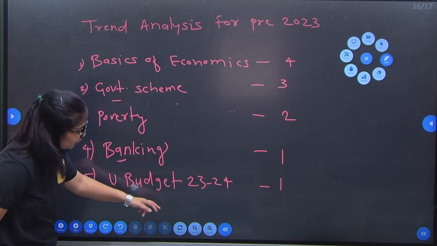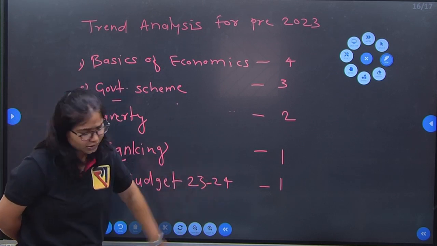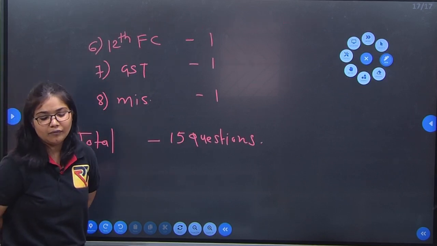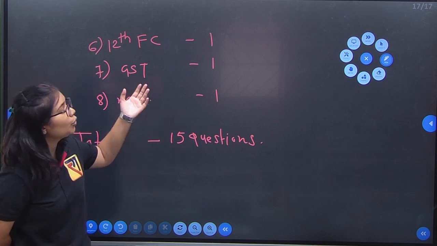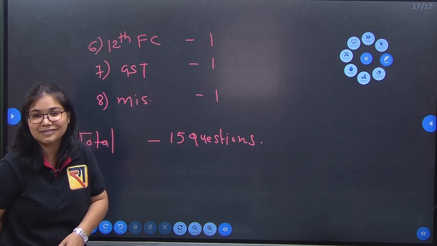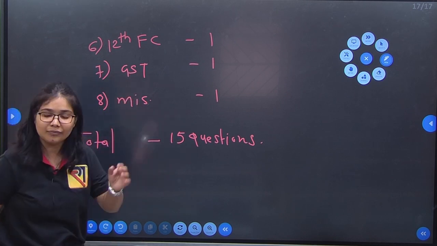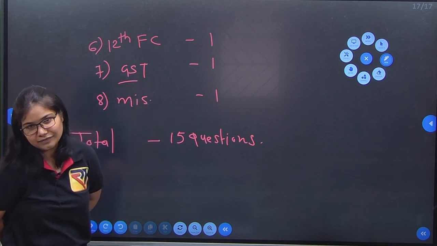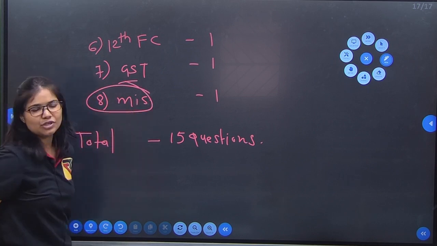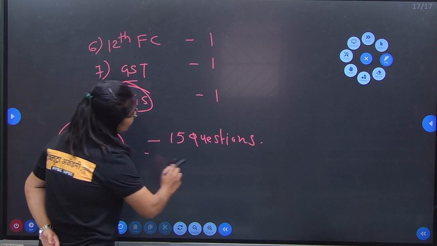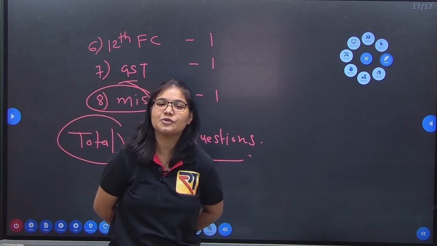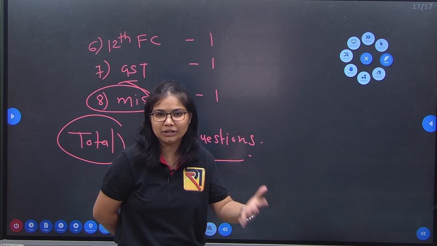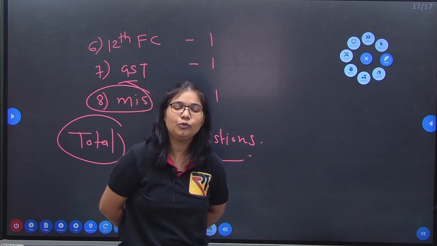And then Union Budget 2023-2024, on which 1 question was asked. Then the 12th Finance Commission was in the news, and 1 question was asked on it. Now it is the 15th Finance Commission that is giving its report. Then 1 question was asked on GST, goods and services tax, and 1 was a miscellaneous question. So there were a total of 15 questions asked in the MPSC Rajya Sabha prelims 2023. This is the trend analysis. The same trend was there in 2022 also, so we have to keep an eye on this.